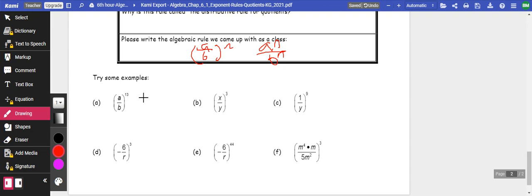A over B to the 13th is A to the 13th over B to the 13th. Done. That's it.